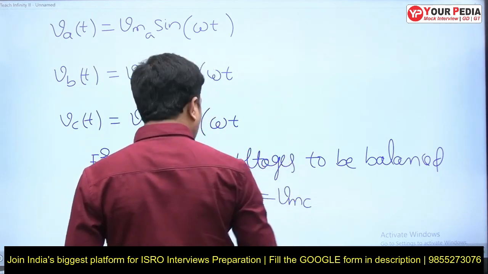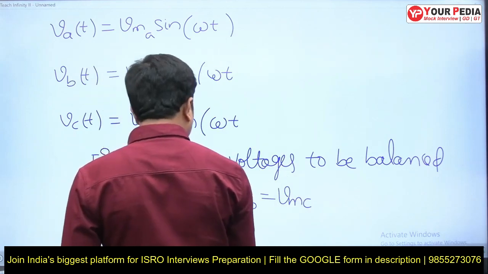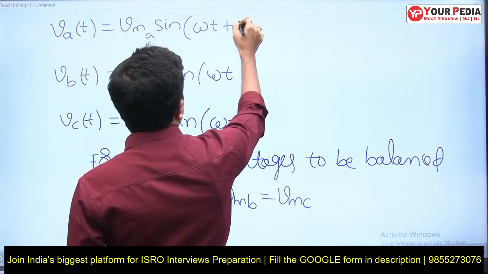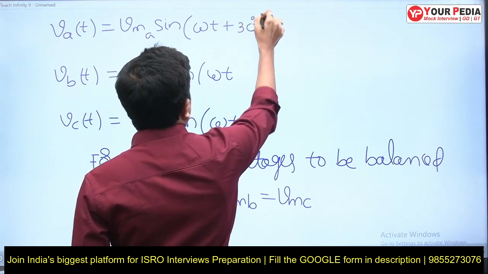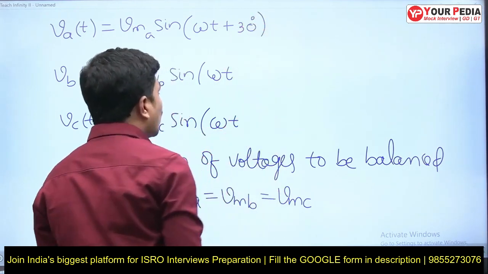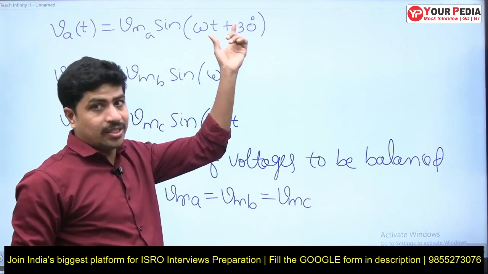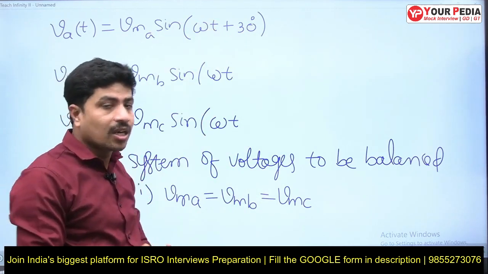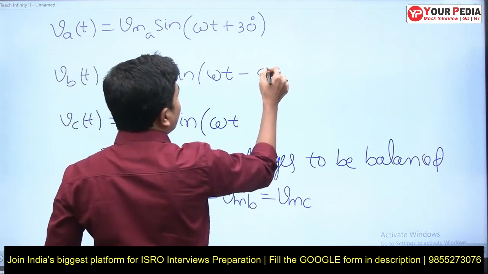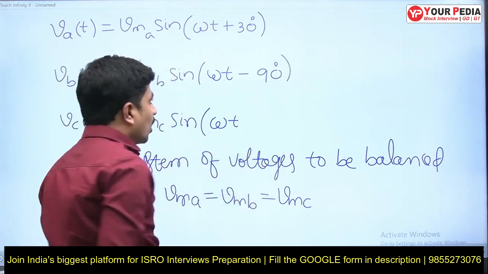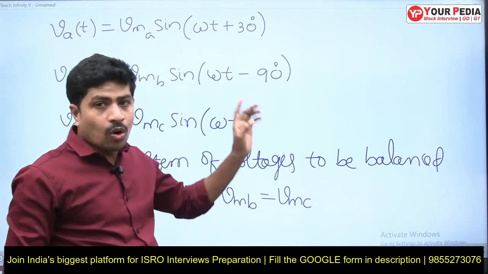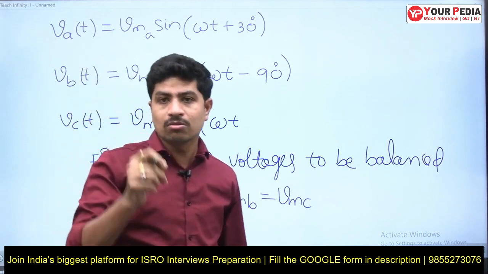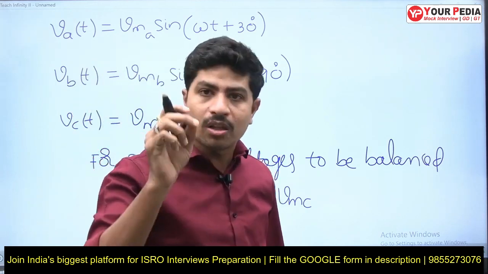There is no confusion. Suppose I take 30 degrees here, then omega t plus 30 means this particular phasor is starting at minus 30 degrees, right? Now this should be minus 90. Do not try to subtract the values. Draw the phasor, that is a good thing. To avoid confusion, draw the phasor.